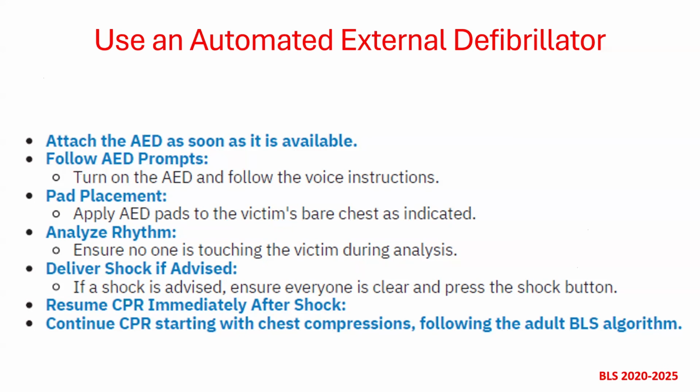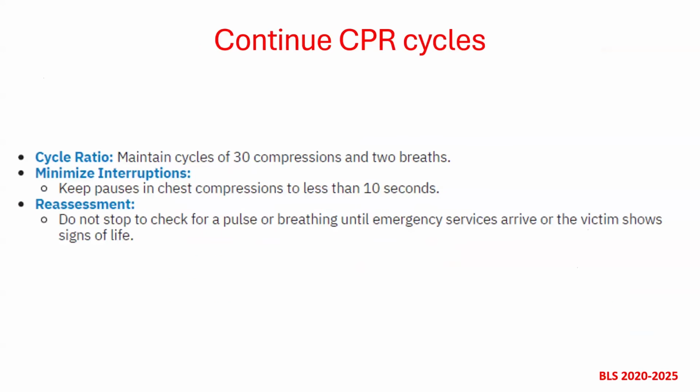Continue CPR starting with chest compressions, following the adult BLS algorithm. Cycle ratio should be 30 compressions followed by 2 breaths. Minimize interruptions. Keep pauses in chest compressions less than 10 seconds. Reassessment. Do not stop to check for pulse or breathing until emergency services arrive or the victim shows signs of life.